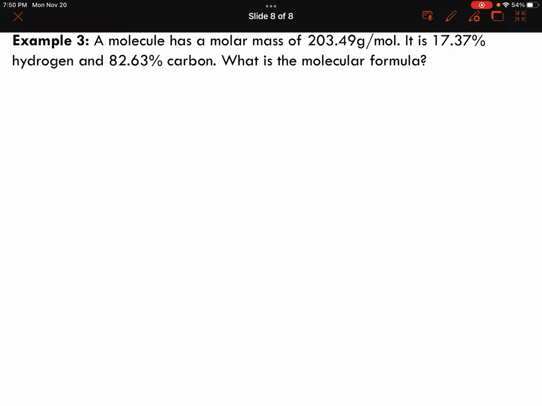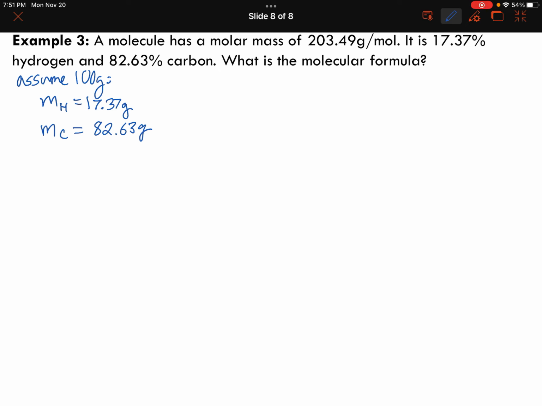My first move in getting an empirical formula is to assume I've got 100 grams. If you have 100 grams of this stuff and 17.37% is hydrogen, then the mass of hydrogen must be 17.37 grams. And if I've got 100 grams of stuff and 82.63% is carbon, then 82.63 grams must be the mass of carbon that I've got there.